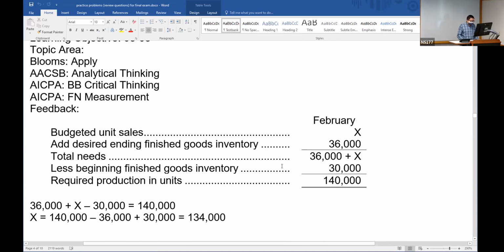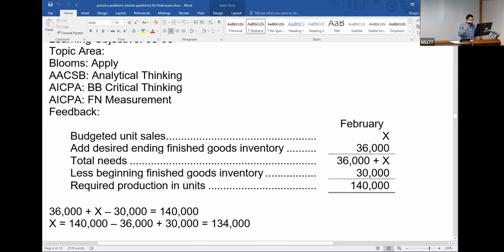This may be a little bit different from what we teach in class. When we teach in class, usually you solve the questions in a forward way. But for this question, we need to solve it in a backward way, which means we need to assume the budgeted unit sales in February as X first, because we don't know anything about X. This is the budgeted unit sales in February.